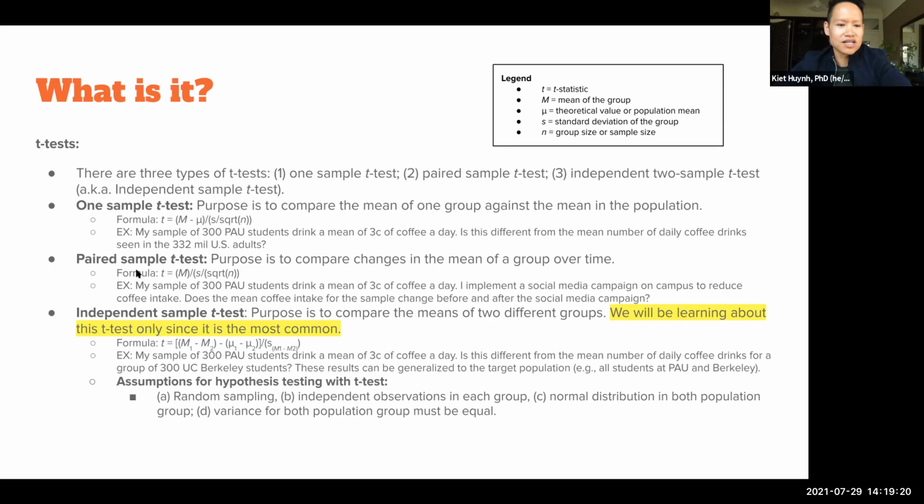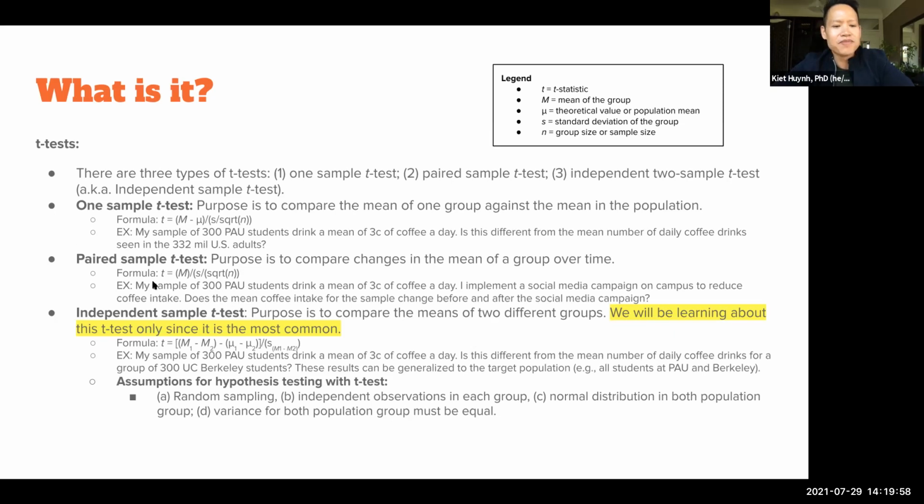So let's look at an example. If I'm doing a study, I have a sample of 300 PAU students, and I found that they drink a mean of 3 cups of coffee a day. I could use the one sample t-test to test the question, is this different from the mean number of daily coffee drinks seen in the general population, which has 332 million in the US? So you see here, we have a mean from the sample, and we want to test to see if that's different from the mean in the population.